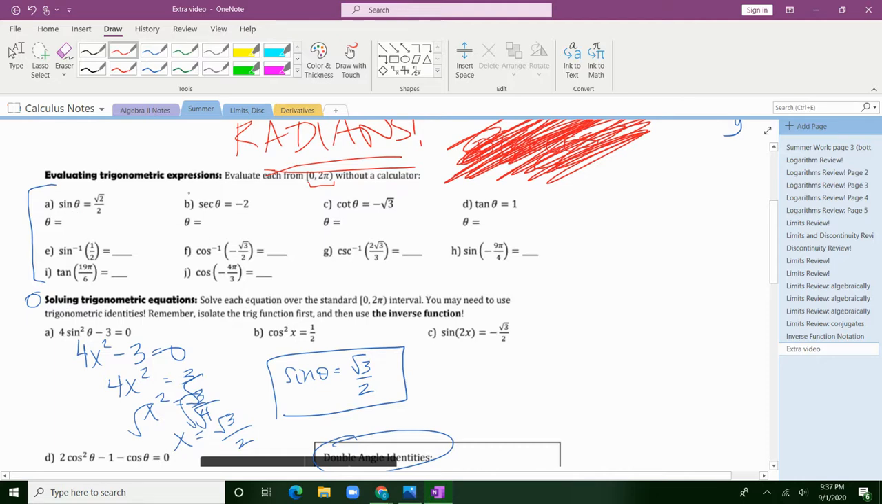So let me pick a couple here. Like if I know secant of theta is negative 2, so I have to evaluate this from 0 to 2 pi. I want to know what is theta. So that secant is negative 2.